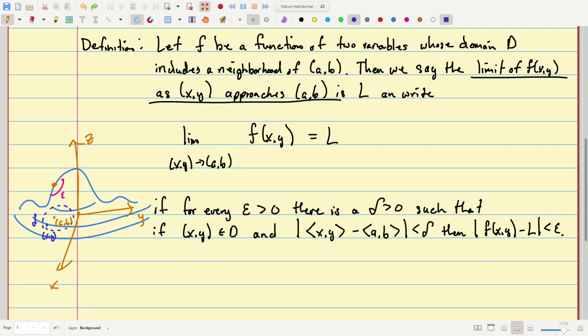Okay. Probably a slightly better version of the picture here, to be a little bit more clear, is that technically epsilon would be a height. I didn't quite write that right. Okay. And so the point from down below would have to get mapped to a point on the surface that was no more than epsilon difference in height.